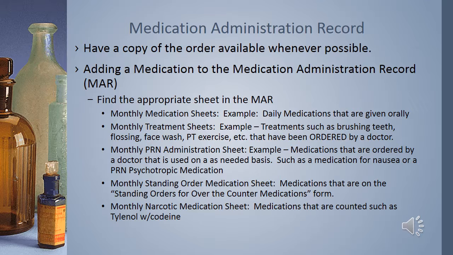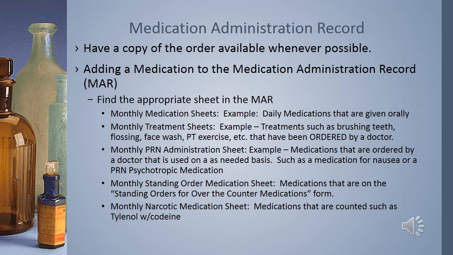Monthly PRN administration sheets are medications that are ordered by a doctor that are used on an as-needed basis. A medication for nausea would be an example, or a PRN psychotropic medication. Monthly standing order medication sheets are for medications that are on the standing orders for over-the-counter medications form and have been approved by the doctor. They can be given for various common illnesses, such as a common cold, a sore throat, an itchy rash, etc.